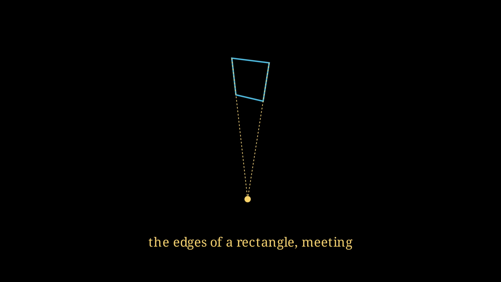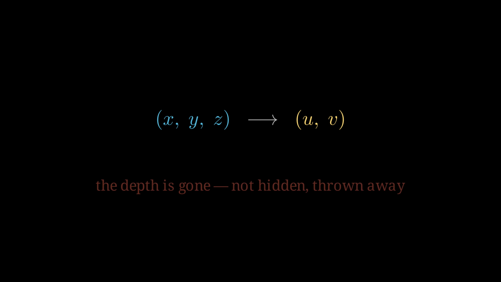Something took a flat rectangle and did that to it. What? A camera turns 3 numbers into 2. Every point in front of it sits somewhere in space, 3 coordinates, X, Y, and Z. And the camera hands you back 2, which pixel it landed on. The third one, the depth, is gone. Not hidden, thrown away. And normally that's fatal.